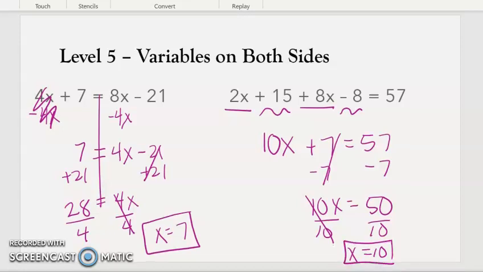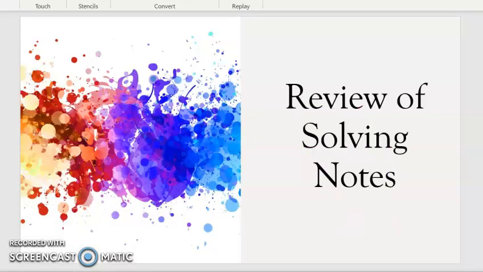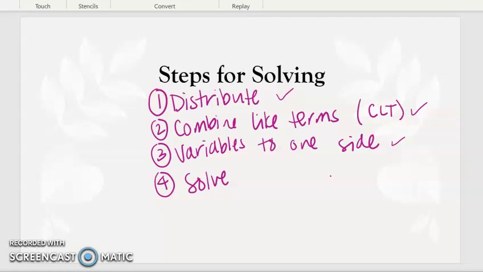Perfect. Okay? So that's multiple levels of solving. You should have seen all of that before. That doesn't mean that you're an expert at it though. So there you go. Make sure we know these steps in order and then we'll keep practicing.